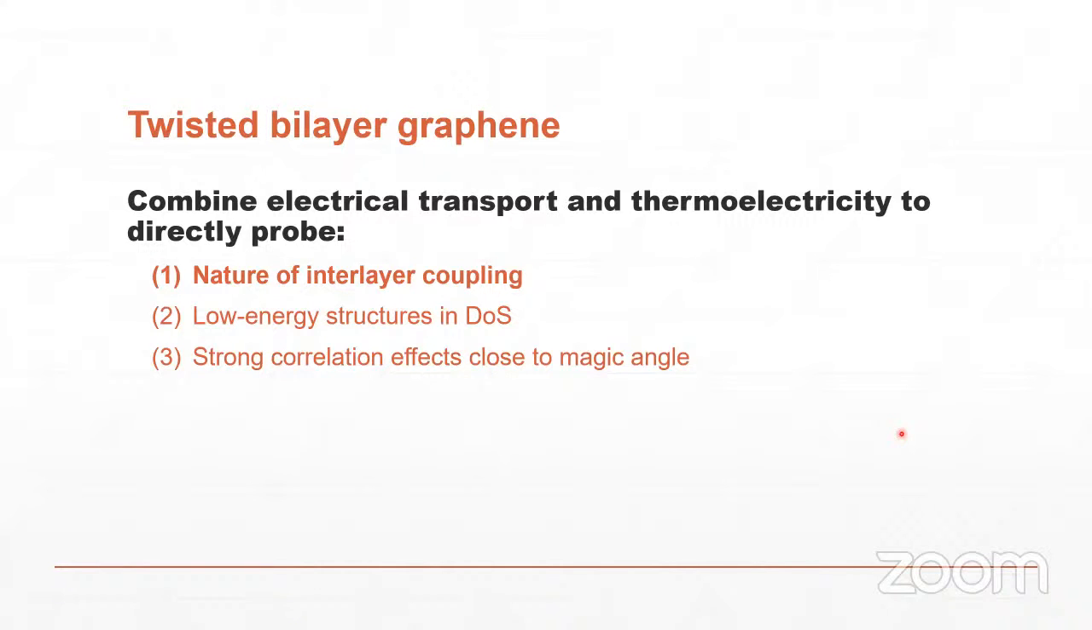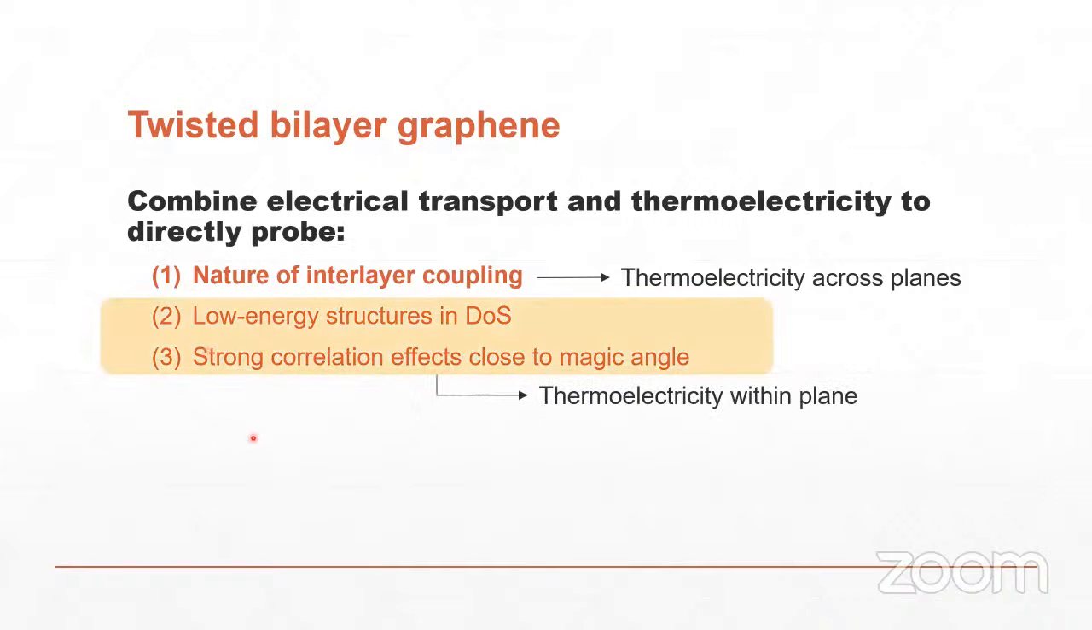First of all, the question is the nature of the interlayer coupling itself. That means, what is the energy scales as well as other properties between the two layers, and that requires understanding of the cross-plane thermoelectric properties or transport properties in general. Whereas if you want to know the nature of electronic states or the strong correlation effect in this twisted bilayer graphene, then you want to look at properties which are within the plane, or in-plane transport and thermoelectric properties. Okay?